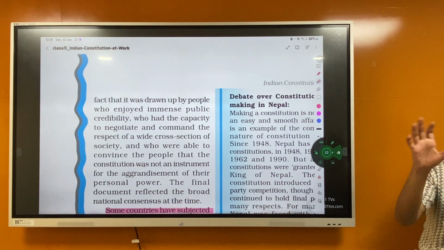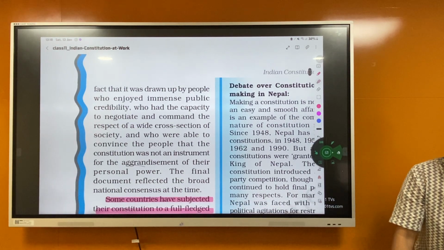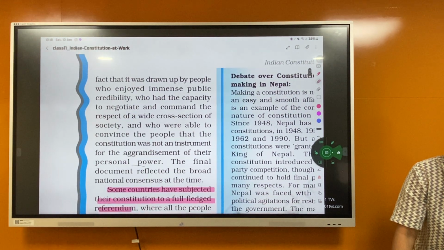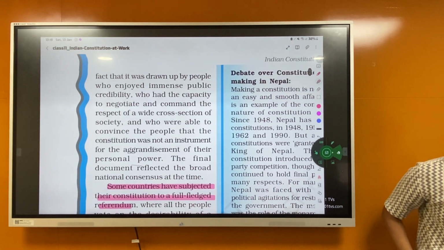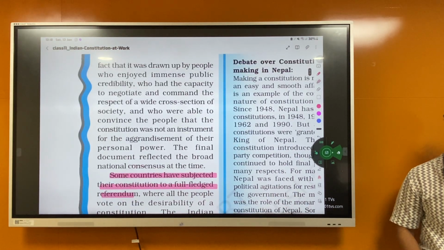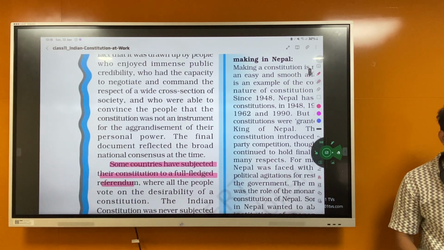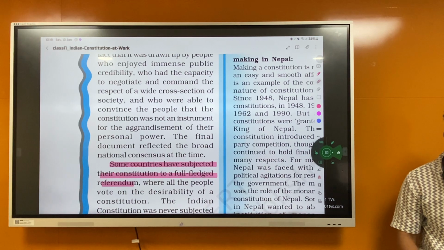They had their own public support, had the capacity to negotiate and command the respect of a wide cross section of society, and were able to convince the people that the constitution was not an instrument for the aggrandizement of their personal power. The final document reflected the broad national consensus at that time.